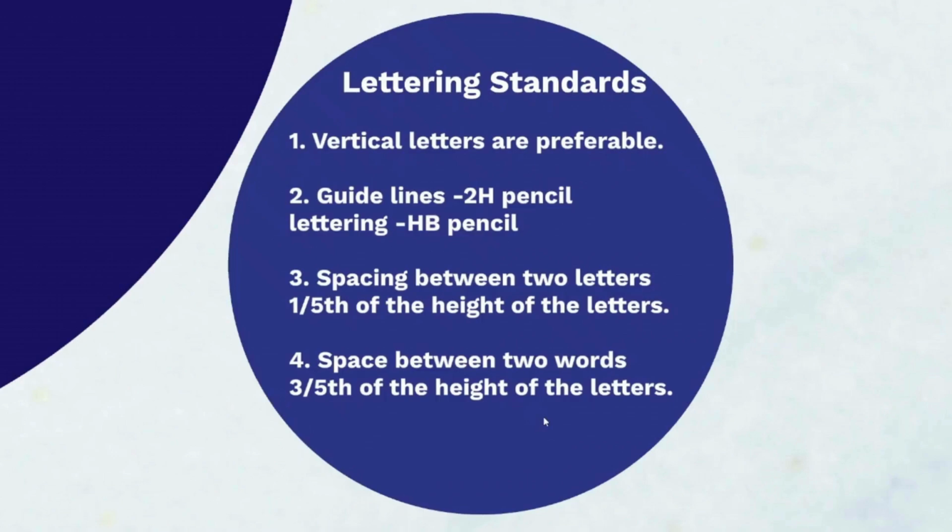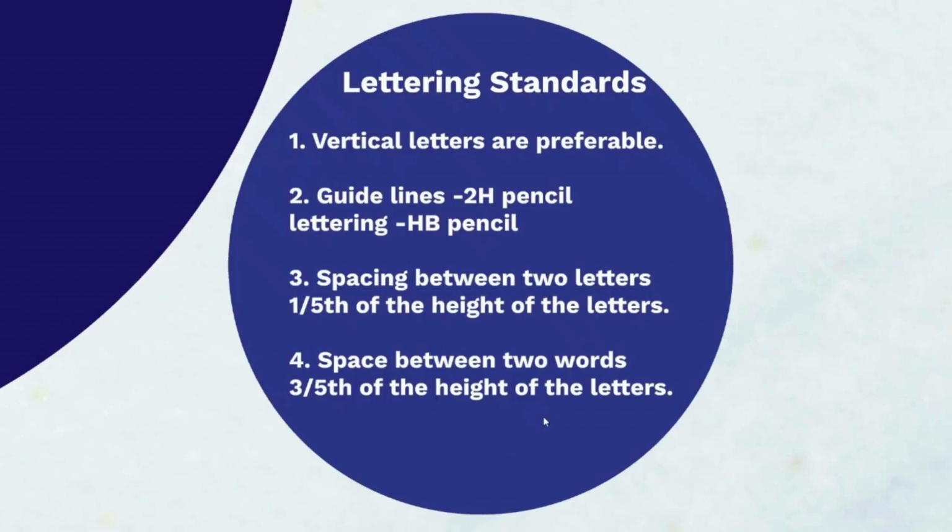First, vertical letters are mostly preferable. So if you are going for vertical, it should preferably be vertical letters. Second, guidelines should be drawn with 2H pencils only, and lettering should be done with HB pencils only. Guidelines, you should use a 2H pencil; lettering, you should use HB pencils. And the spacing between two letters should be 1/5 of the height of the letters.